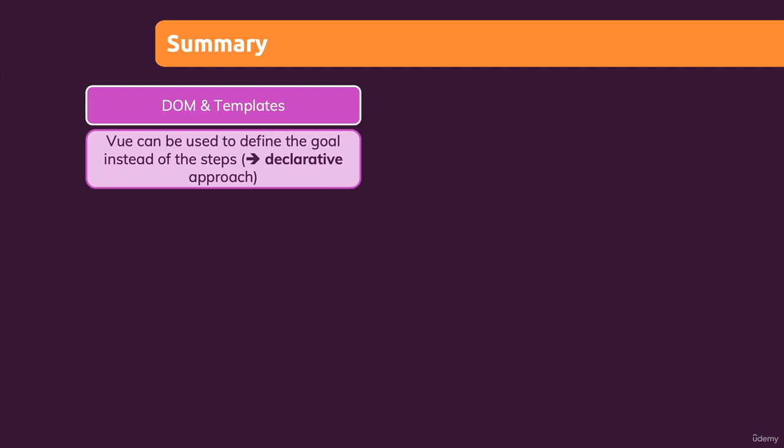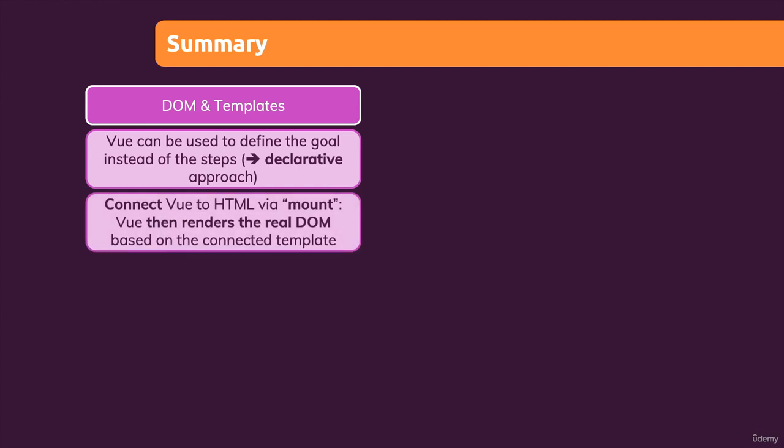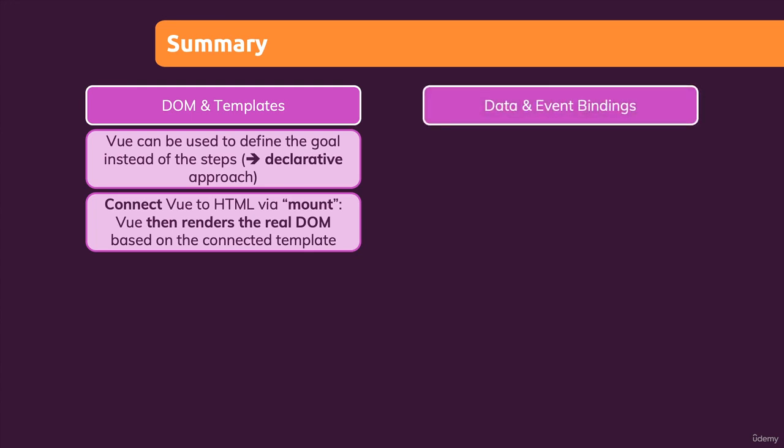Now, in order to let Vue do its job, you need to connect your Vue app, your Vue instance, to the actual HTML code with the mount method which you saw. Then you can use a CSS selector to select a part of the page and turn that part into the template of the Vue app, in which you then can use all these Vue features, like for example, the data and event binding features you learned about.